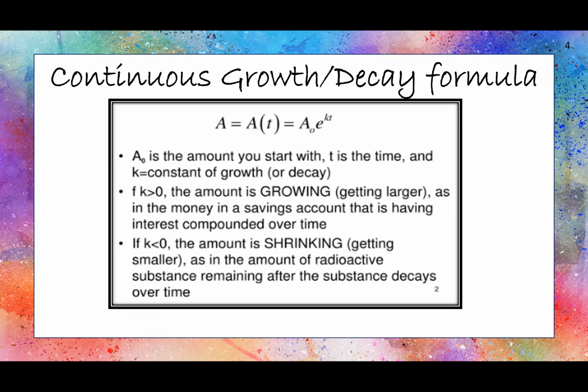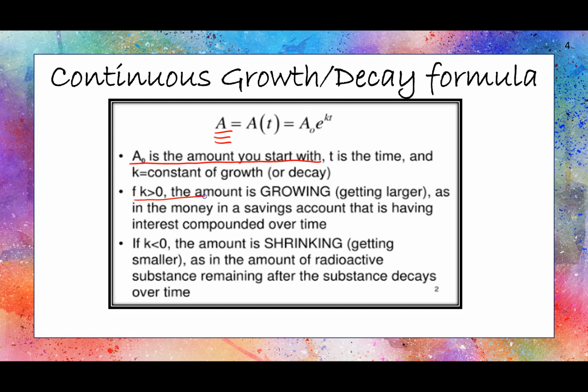Let's get started. So today's topic is on the continuous growth and decay formula, and here's the formula. The amount that you have is equal to the initial amount, and then e raised to the kt. k is some sort of number that represents how much it's growing or shrinking, and t stands for time. So again, A sub 0, or we call that A initial, is the amount that you start with.